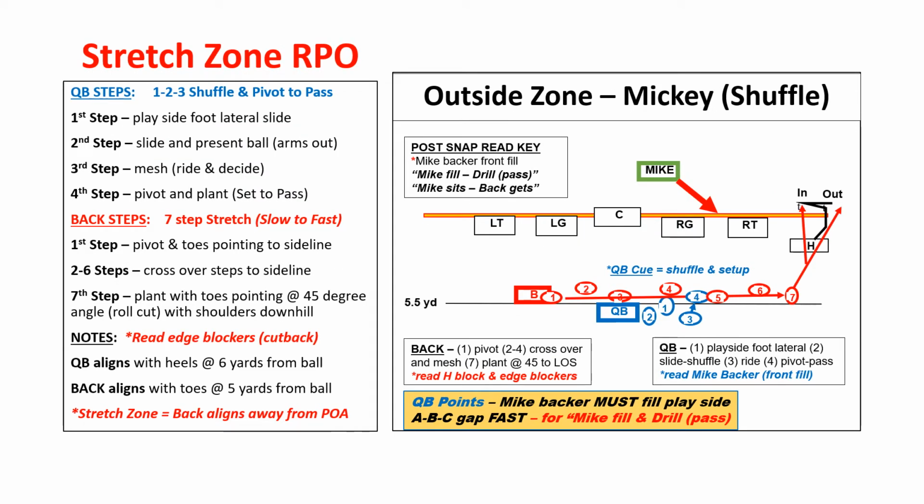Here then is stretch zone. Anytime we're going outside run, whether it's stretch or sweep, now the quarterback's going to do a shuffle and pivot to pass. You can see the running back now is going to point those toes to the sideline and really stretch it until that 7th step, and then he'll turn his toes right at the H-back, reading him in or out.